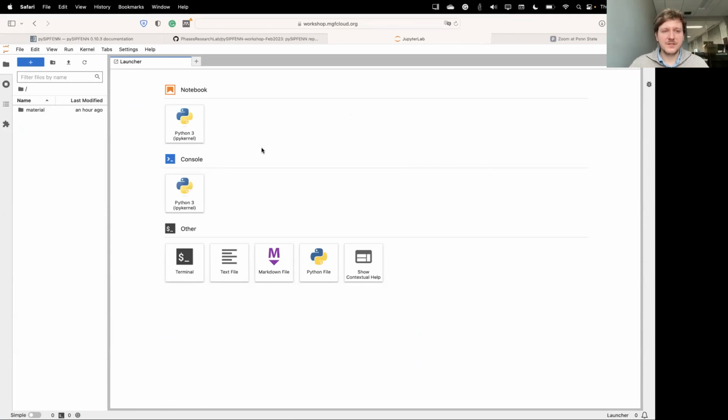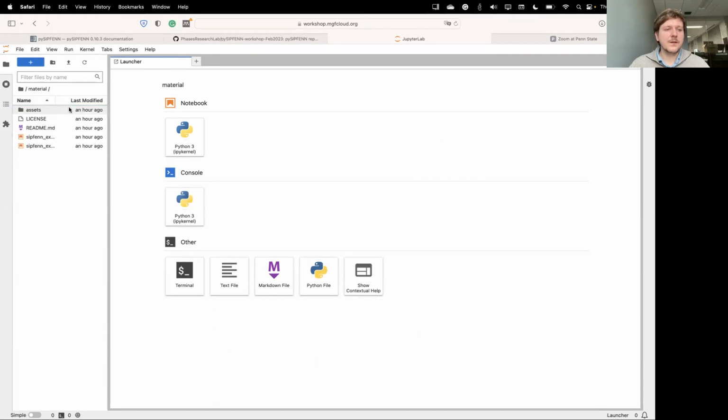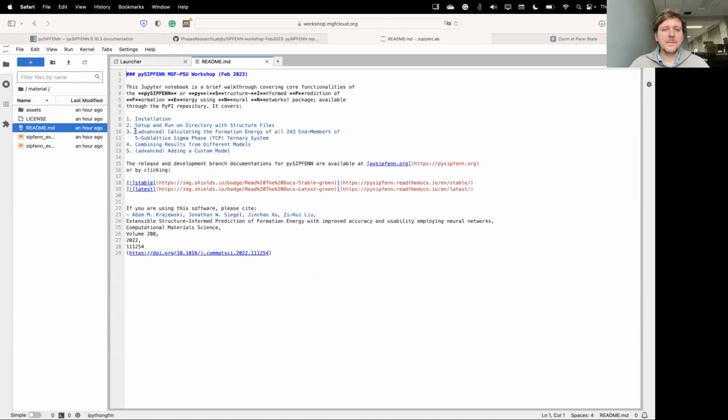So as we start this workshop, you should see this exact screen showing you all the options that you're given in this computational pod. On the left side, you're going to see the folder with the workshop material. If you go to it, there are a couple of different items. One of them is the README, which is the same as on the GitHub repo and explains what we are going to do. But then there are two more, which are Jupyter notebooks.